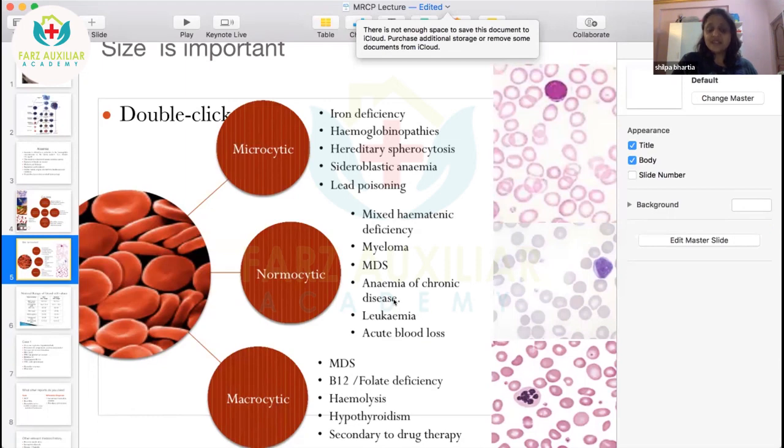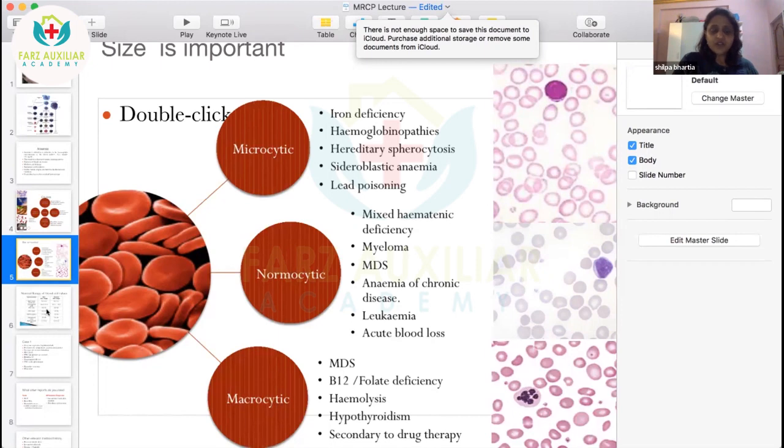Those who have got leukemia, the anemia is due to bone marrow failure, right? So the sizes are generally not different. And acute blood loss: there has been no time for the red cell size to change. So if there's an acute blood loss, you will see that the anemia is normocytic, normochromic. So this slide is very, very important for you.